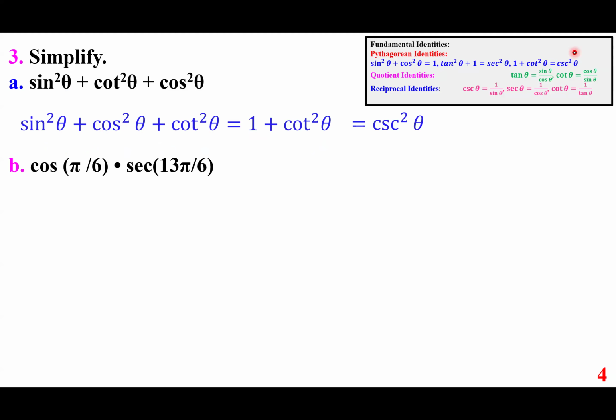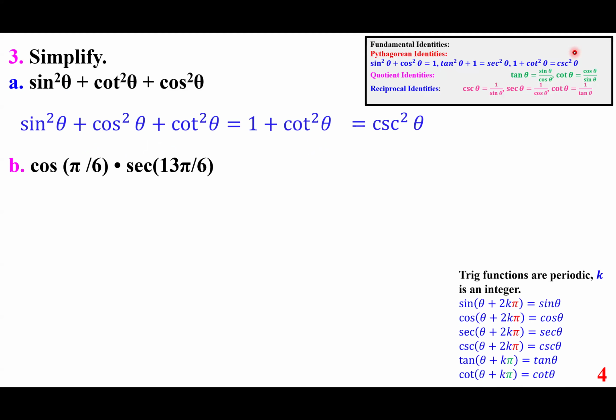What about cosine of pi over 6 and secant of 13 pi over 6? Reminding you that every trigonometric function is periodic, and the period is 2k pi, except tangent is just k pi. So the period is 2 pi for all of them. For tangent and cotangent it is just pi, and k is some integer.